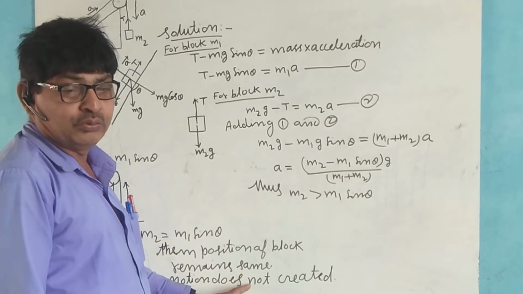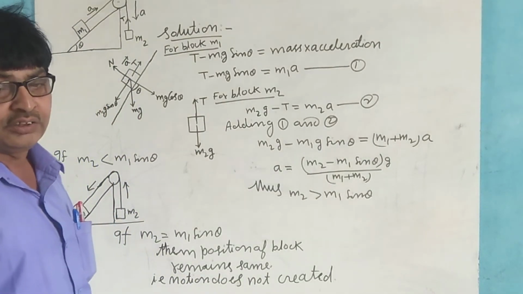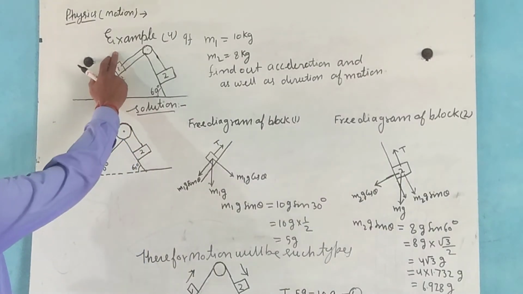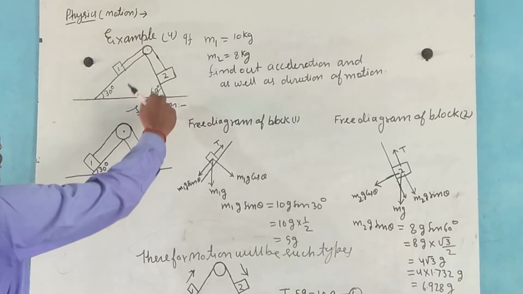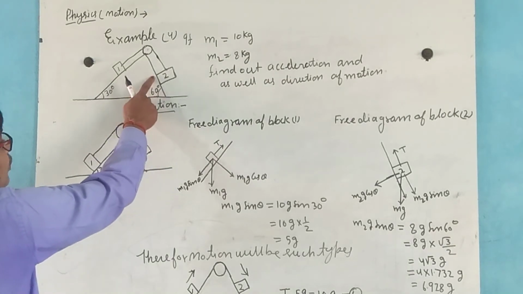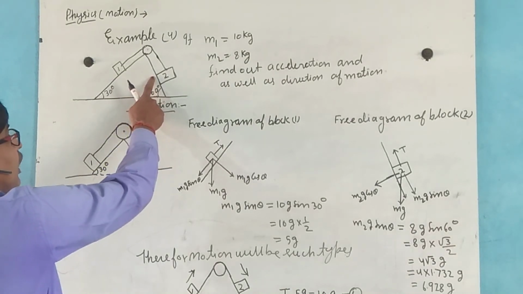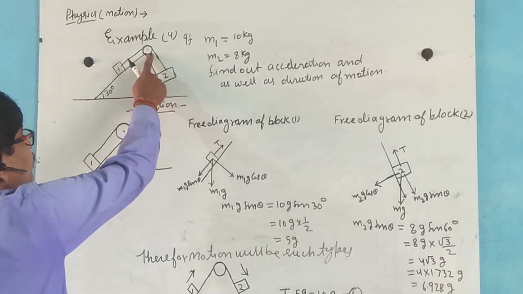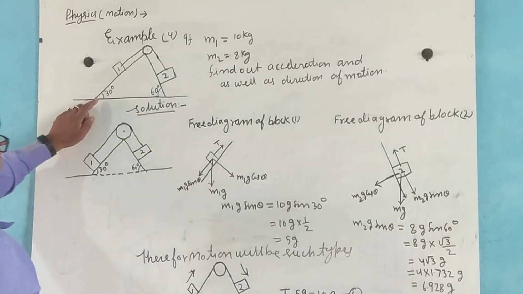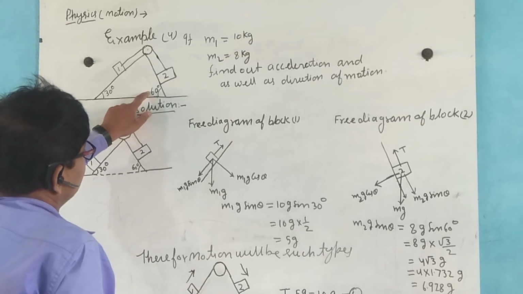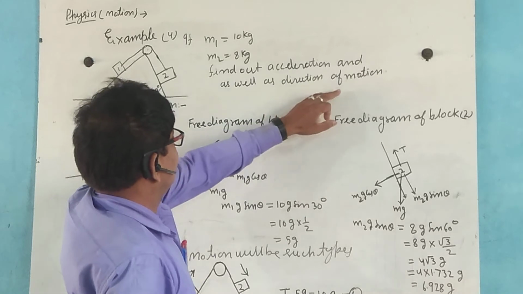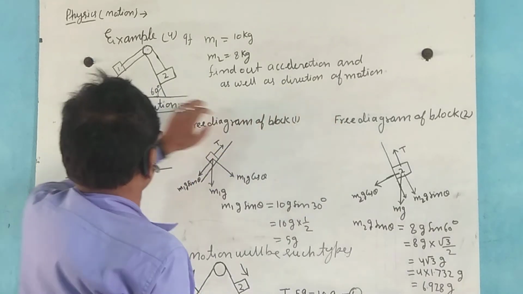Now we take another example here. Example 4. If M1 equals 10 kg and M2 equals 8 kg, attached with a string passing through the pulley, and this angle is 30 degrees and this angle is 60 degrees. Now find out the acceleration as well as the direction of motion of this block here.